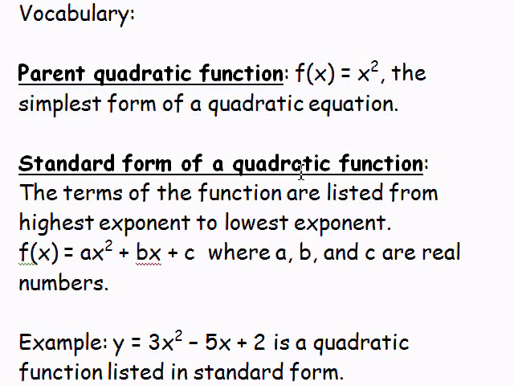Now, the standard form of a quadratic function is where all the terms of the function are listed from highest exponent to lowest exponent. And it looks like this. f of x equals ax squared plus bx plus c, where a, b, and c are real numbers. And an example would be y equals 3x squared minus 5x plus 2. Notice the x squared comes first, then the x, then our constant term that does not have a variable comes at the end.